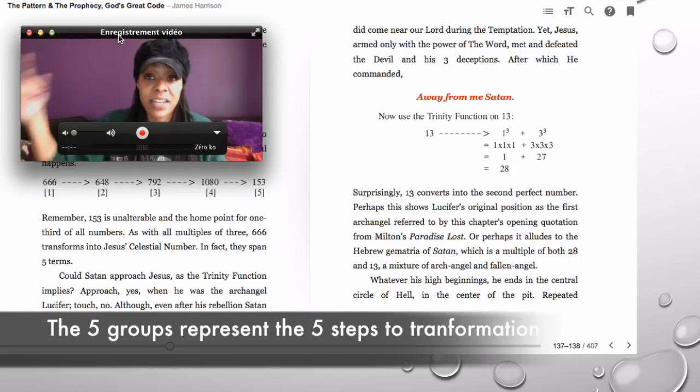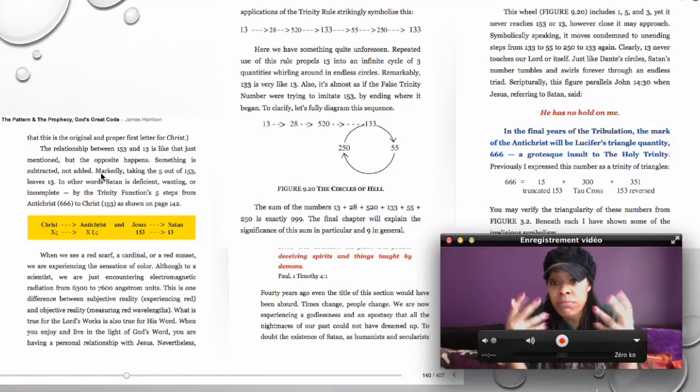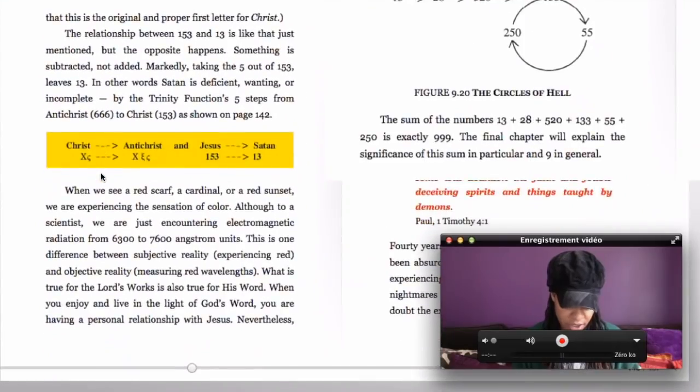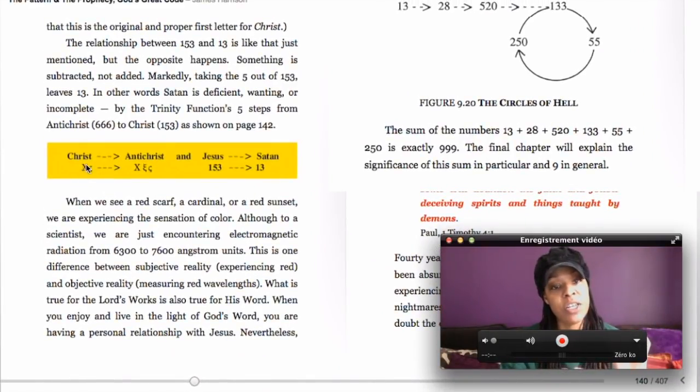All right, not done. More proof. When did I start loving math like this? I'm like, this is so awesome. Look, guys, check this out. Look at this. All right, so this is the original and the proper first letter for Christ, okay? The relationship between 153 and 13 is just like mentioned. So we talk about how 13 was one of Satan's numbers, right? All right, so something is subtracted, not added. Remarkably, the 5 out of 153.